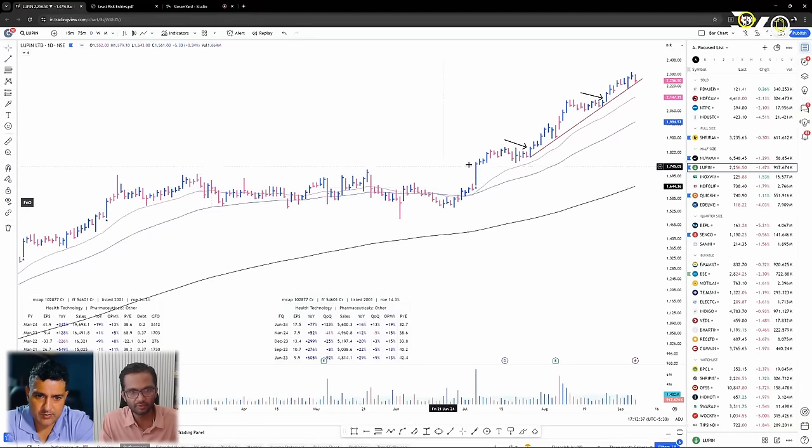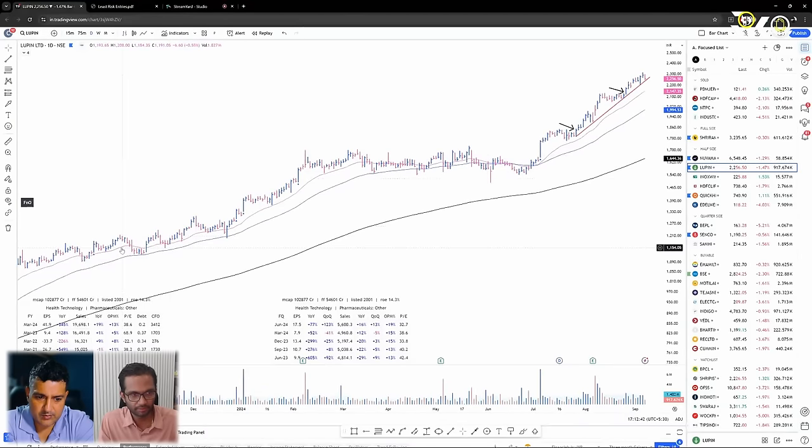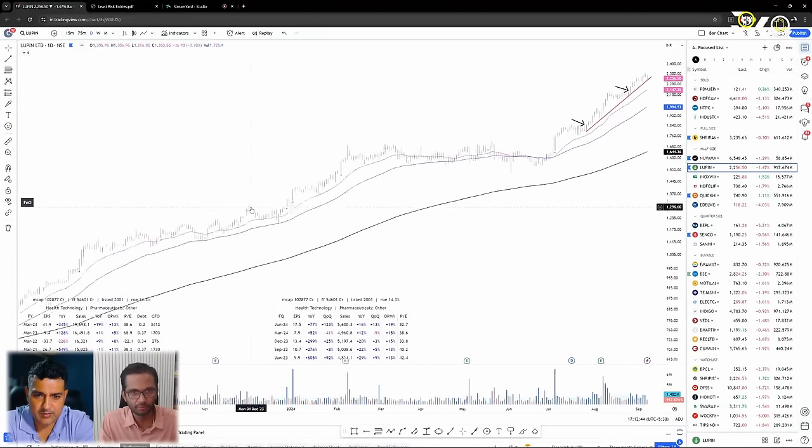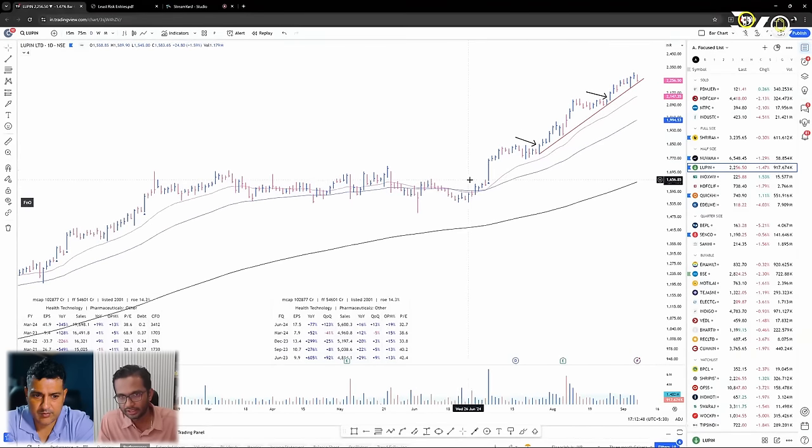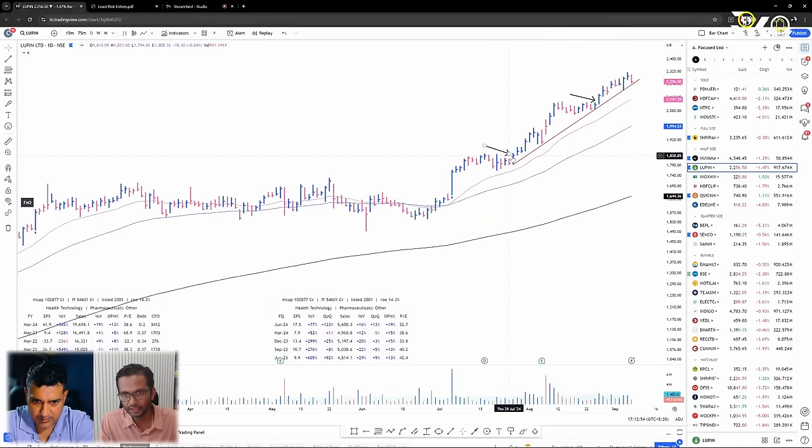Now this is a very longer base. So I am preferring those longer base breakouts. As this stock moves up and forms a very good base, what I am looking for in a chart is that right-hand side consolidation. You see that area, for example, where the stock broke out and then came back, as I told you, that pullback.